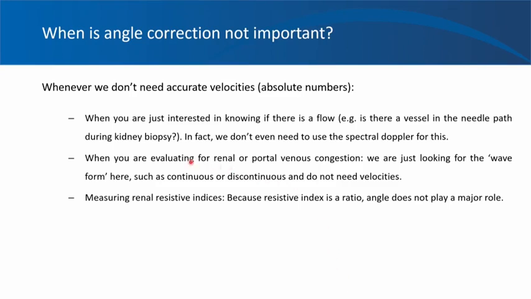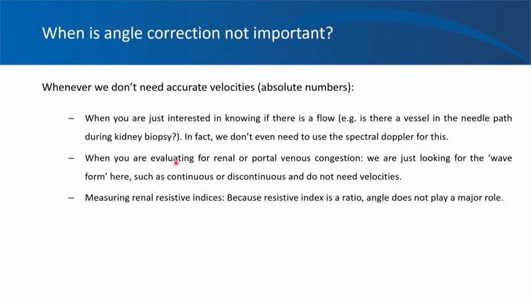So when you're just interested in knowing if there is flow, for example, you want to know if there is a vessel in the needle path during kidney biopsy, you don't need angle correction. Actually, for that matter, you don't even need to use the spectral Doppler. Just the color Doppler will tell you if there is flow or not.